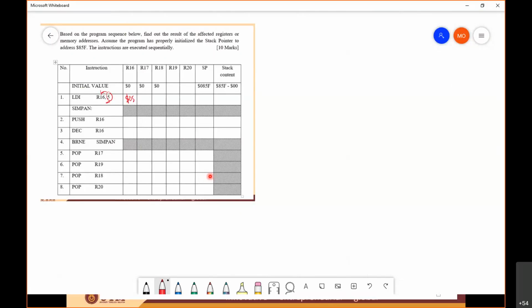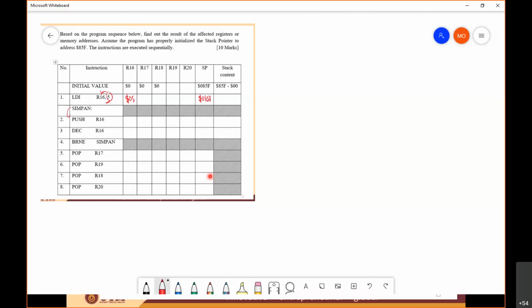Right? Okay, next we go to simpan, which is actually a label for this instruction push R16. So here the stack pointer is still 085F. By right, you just write down the changes only. For the things that have no change, you just leave them blank, because we know that the value remains, it doesn't change.